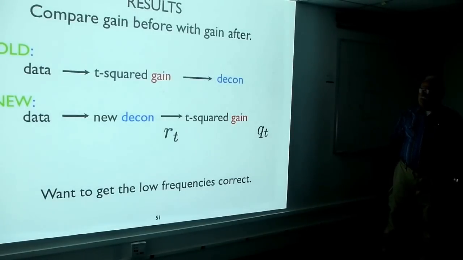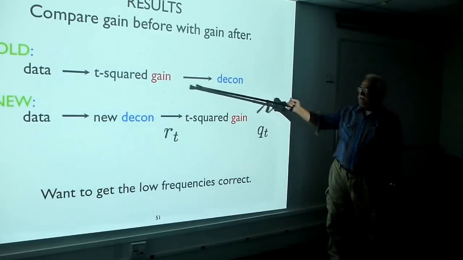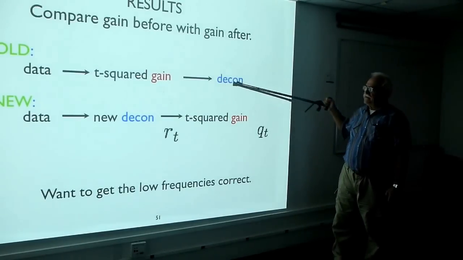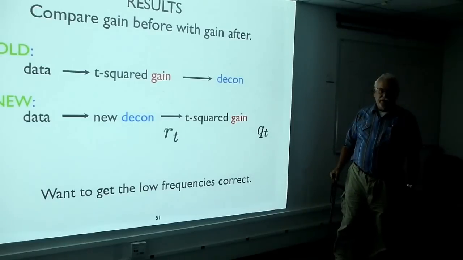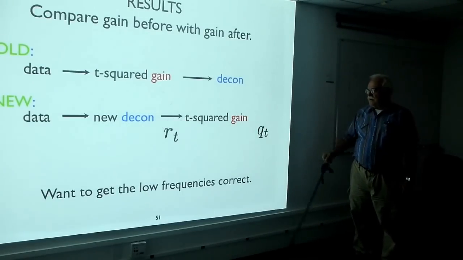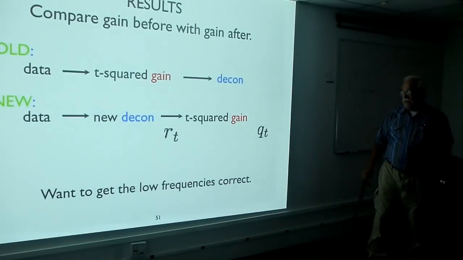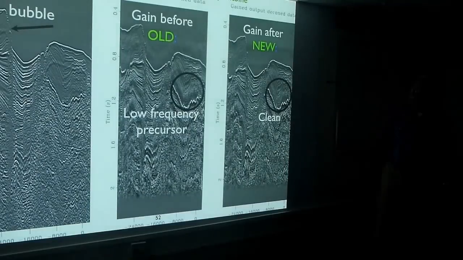So we're going to compare some results, and I want you to understand that what we call the old result means that you do t-squared gain first, and then you do deconvolution. We have the new result where you do this new kind of decon I've been talking about, and then you do the t-squared gain, and you look at Q. And we're hoping we get the low frequencies a little bit better.